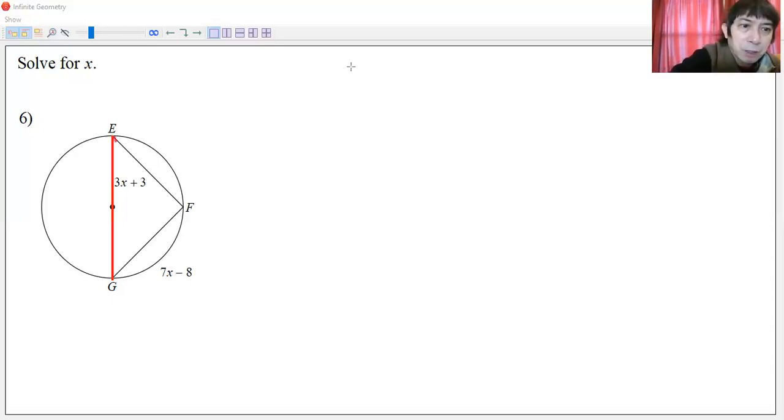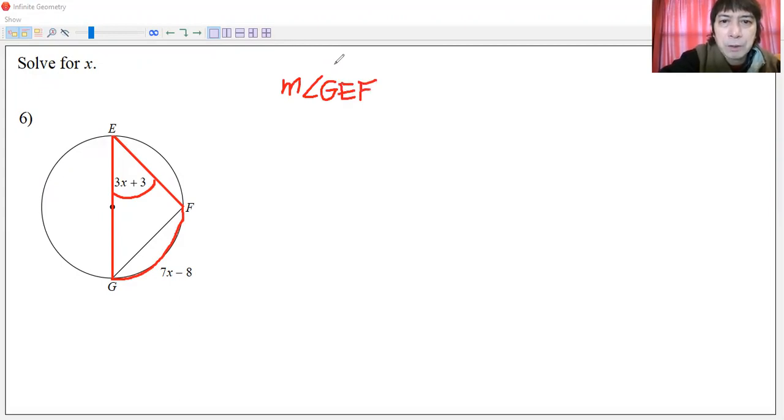Yes, we can simply equate. Looking at the inscribed angle, this is the inscribed angle, so 1/2 of this arc is the measure of the inscribed angle, okay? And we have something like this. The inscribed angle, which has the name GEF, is equal to 1/2 of the measure of the arc GF. There, okay? So we can form our equation. The angle GEF is 3x plus 3.